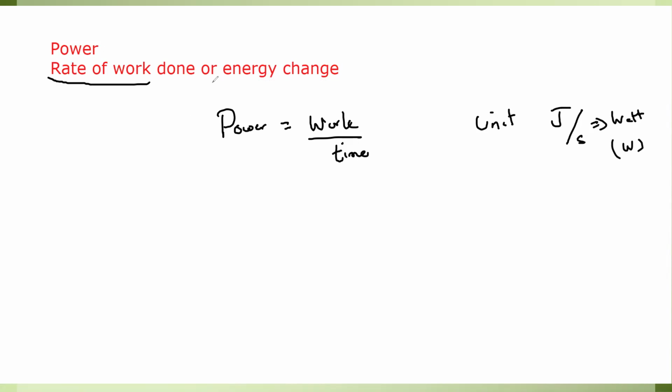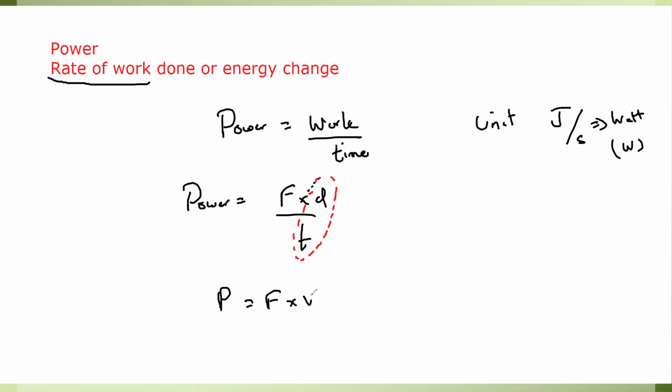There's also another formula for power which we can derive. As we know, power equals work divided by time, and work is force into distance. So force into distance divided by time. And what about distance divided by time? The displacement over time is velocity. So I can say the power is also a product of force into velocity.